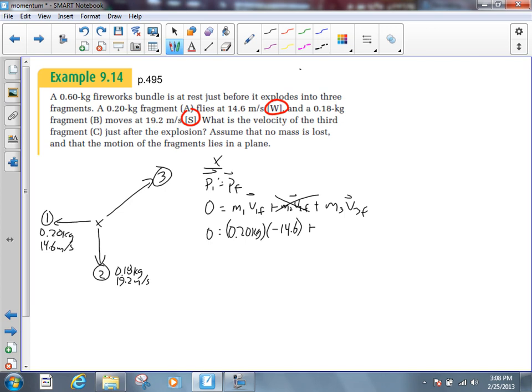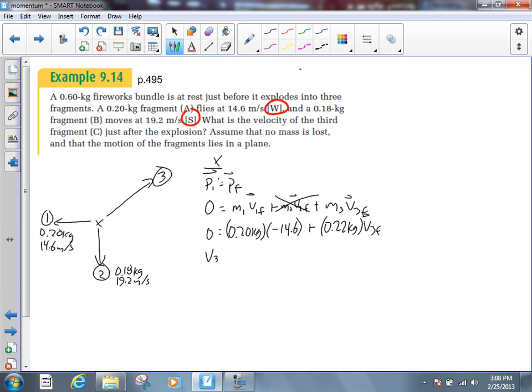Right. We start off with 0.6. We lose 0.2 and 0.18 from object 1 and object 2, so we're left with 0.22 kilograms for object number 3. Does that make sense, everyone? It's a little thing, but it's one of those things where you have to think outside the box a little bit. A little bit tough there.